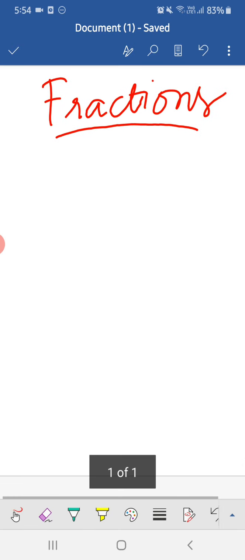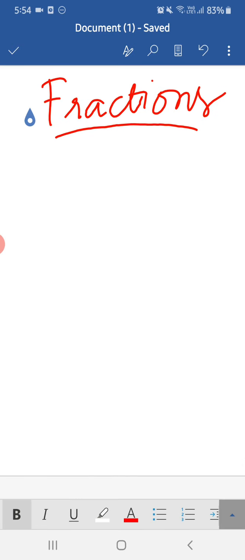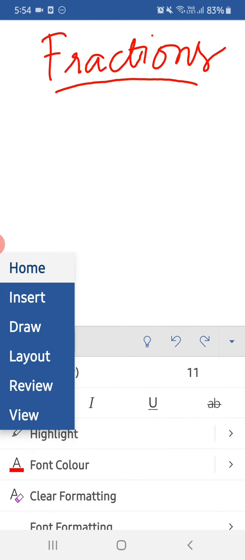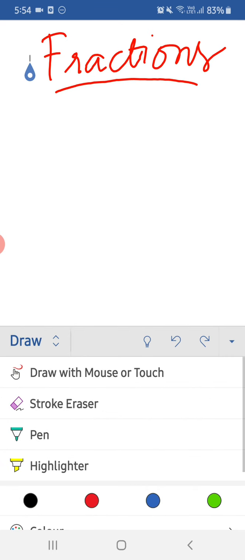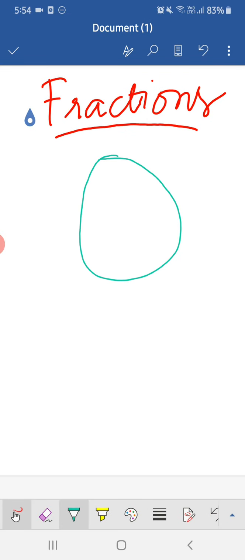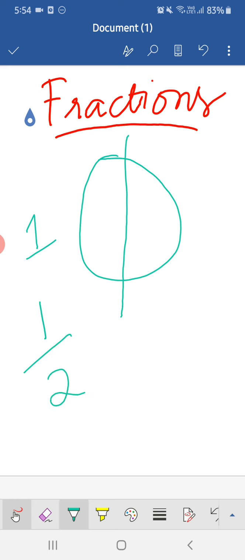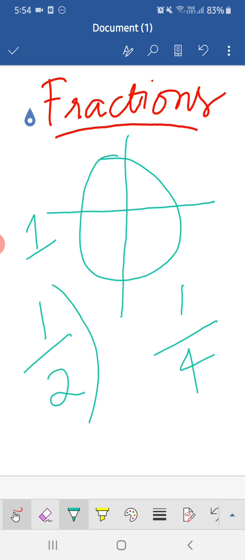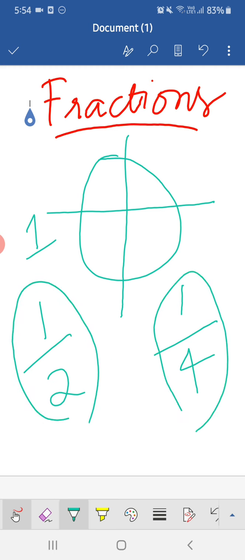in this video we're going to discuss fractions. Let me tell you what a fraction is first of all. Suppose you have a cake, and we say that whole cake is 1. Now if you want to divide that cake into two pieces, two portions, we say it is 1 by 2. If you want to divide it into 4 pieces, you say 1 by 4. Now this is a fraction, correct?